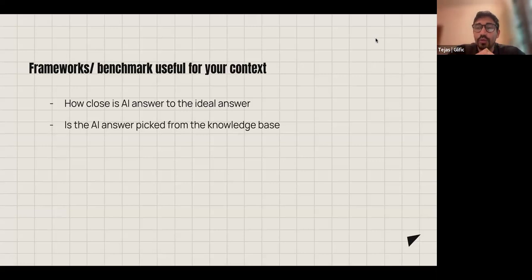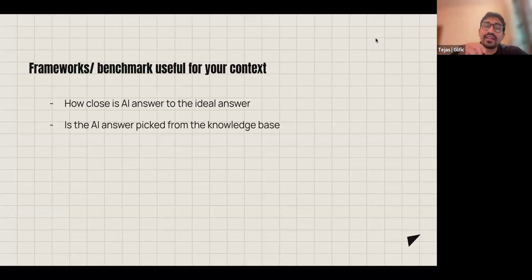With that as the main objective, and this is with the help of some other partners that we have borrowed from, the idea is to understand two basic things about the answers that are getting generated. Number one, how close is the AI answer to the ideal answer? By ideal answer, we mean what your team member would answer for that exact same question asked by the beneficiary. So how close is the AI's answer to that ideal answer? That's the first benchmark.